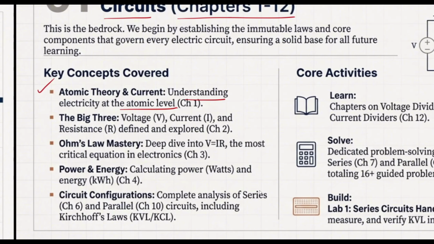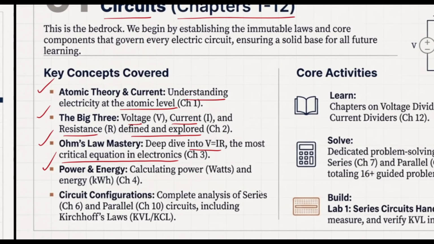Then we are going to talk about the big three. As in any other electrical circuit course, there are three important parts: voltage, current, and resistance. We are going to see their definitions and what their relationship is. This is going to lead us to the next part, Ohm's law mastery. We are going to have a deep dive into V equals R times I, the most critical equation in electronics itself, which is going to be chapter 3.